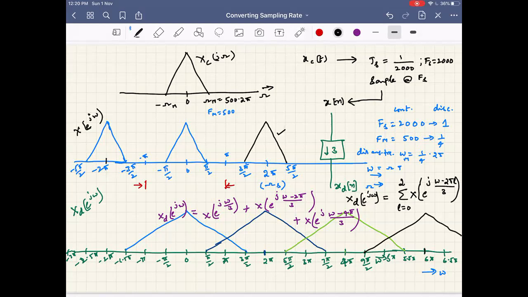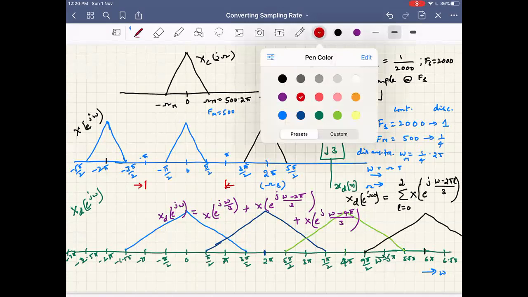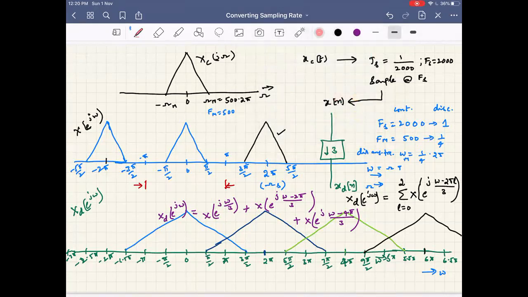Similarly, it will have two more replicas, right? Similarly, you can see the spectrum that is here. Let's denote this also with a slightly different color to have a better understanding. Let us put this color. Okay, so this one, this is this color. So it is from minus 5 pi by 2, sorry.